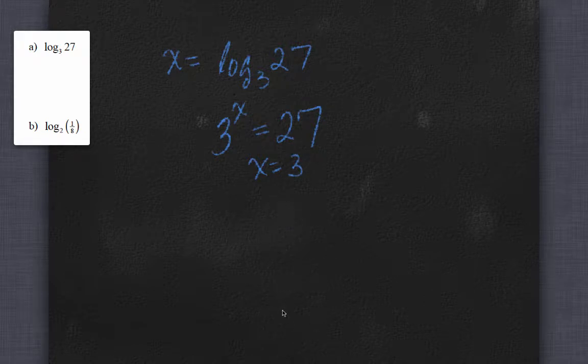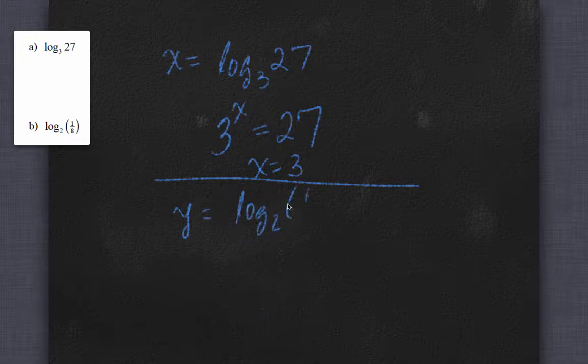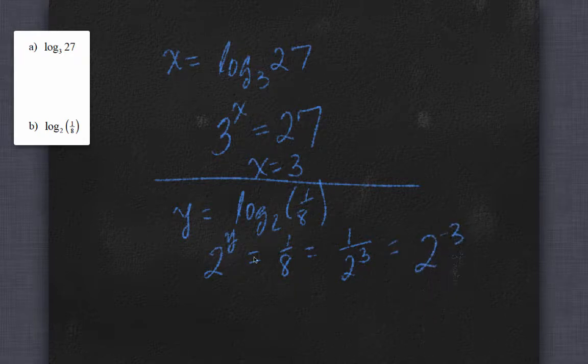And you can just count that out if you want. 3, 9, 27, done, 3. Okay? This one's a little bit different because now we have this 1/8 instead of 8. So if I name it y, then we have the base is the base, the log is the exponent. This is 1 over 2 cubed, right? But using the rules of exponents, we can write that as 2 to the negative 3. And now we can see 2 to the y is 2 to the negative 3.